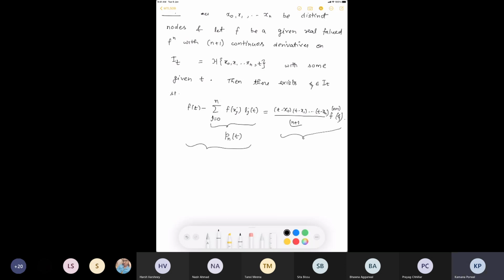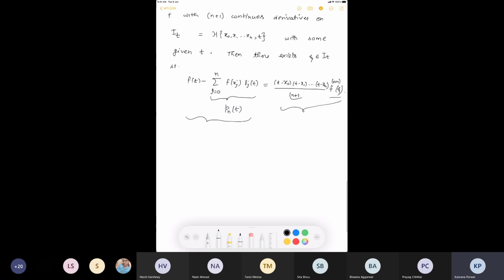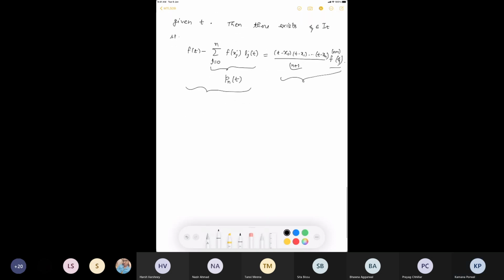You can observe here that this is not just depending on x0, x1 up to xn, it also depends on the (n+1)th derivative of f. That is, it also depends on the smoothness of the function f. So let's try to prove this theorem.